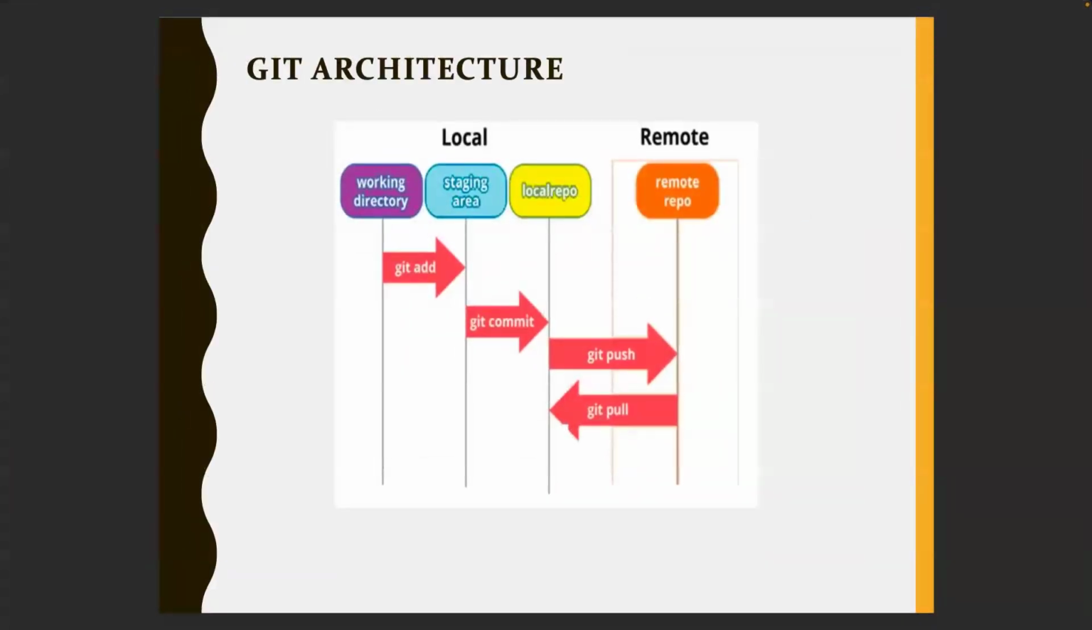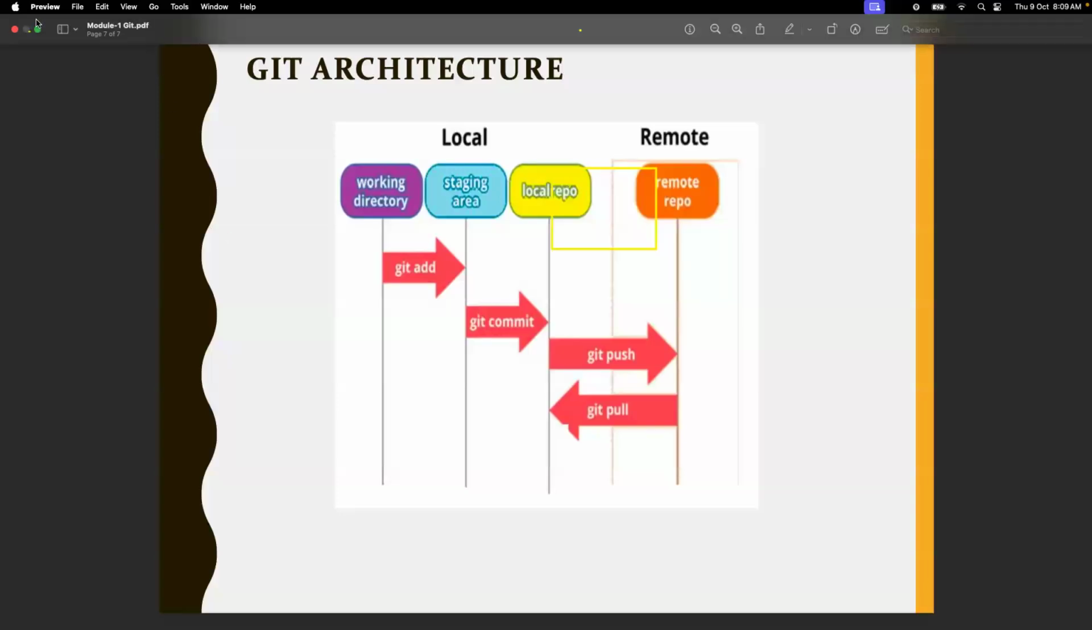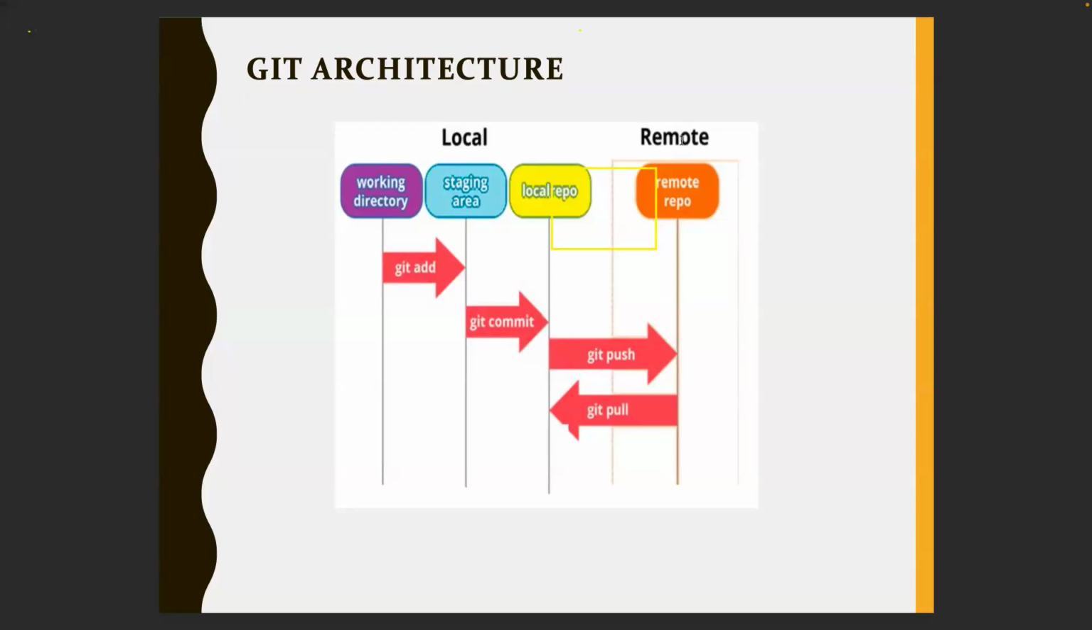So what is a remote repository? Remote repositories can be your GitHub or Bitbucket. These are examples of remote repositories. A remote repository is nothing but an online management system where you can host your local repositories and share the work with others. That's what remote repositories are for. So you can share your work with others.